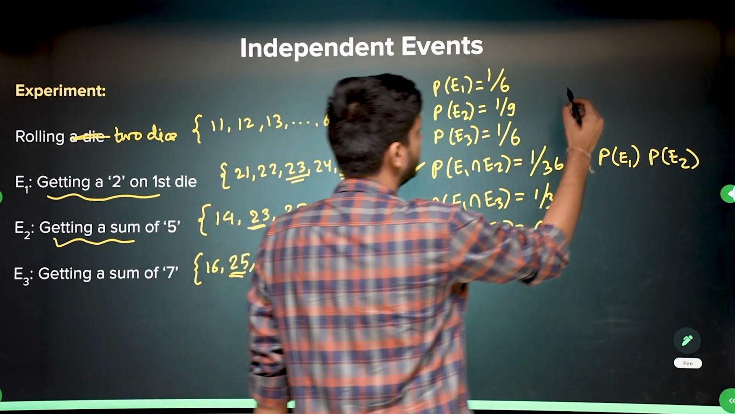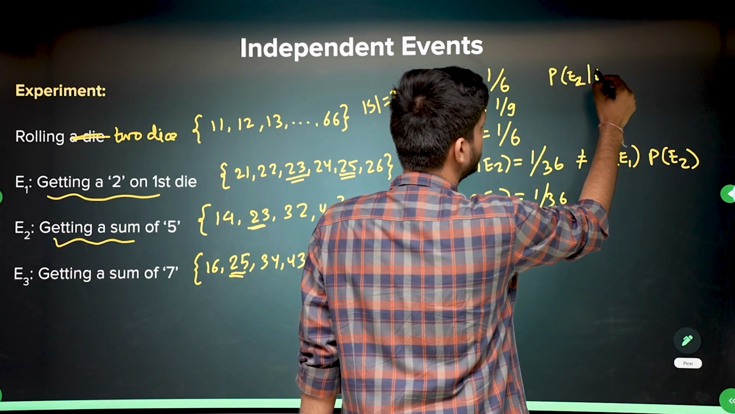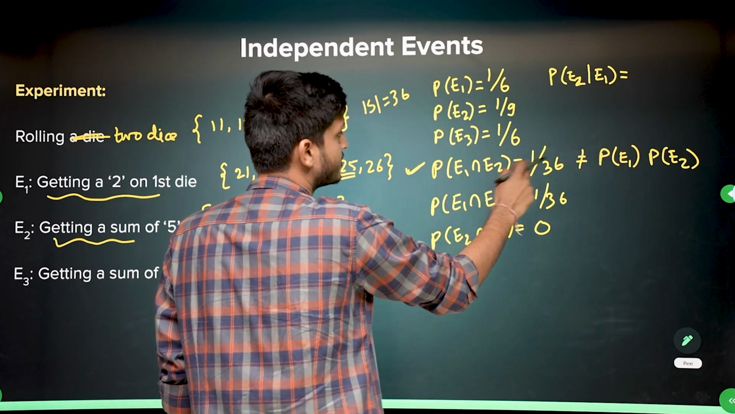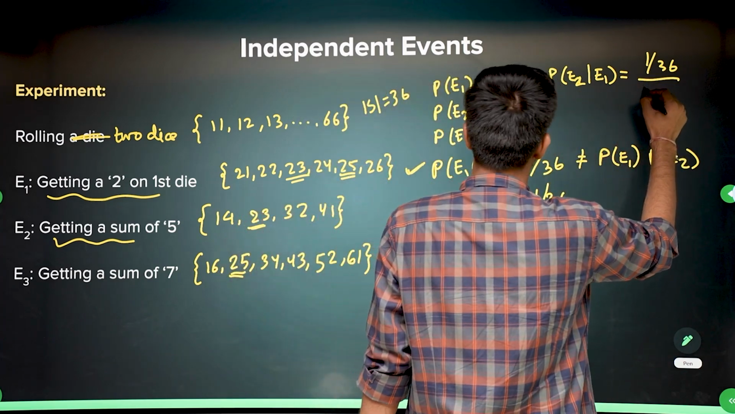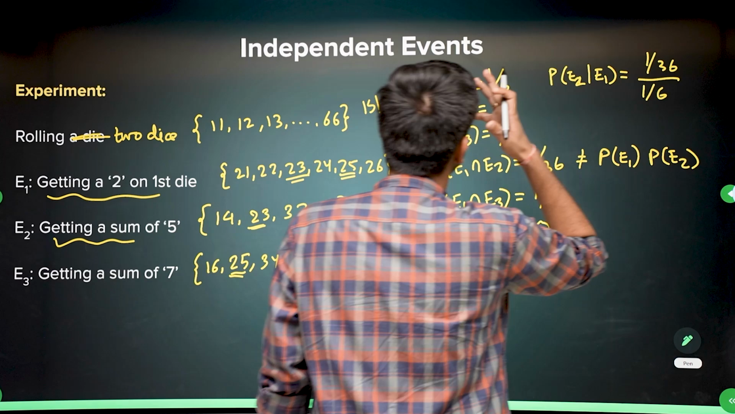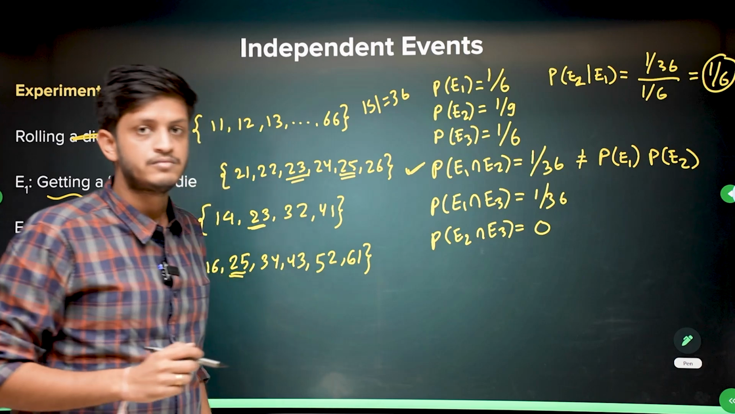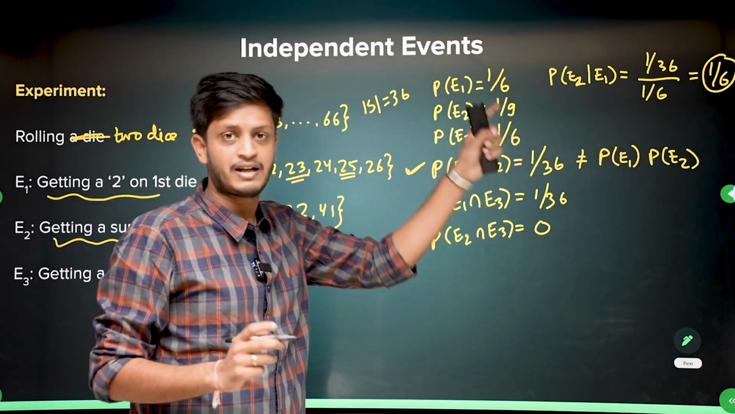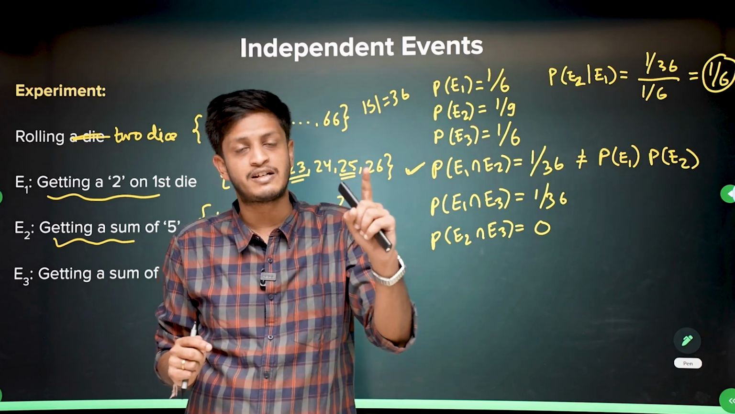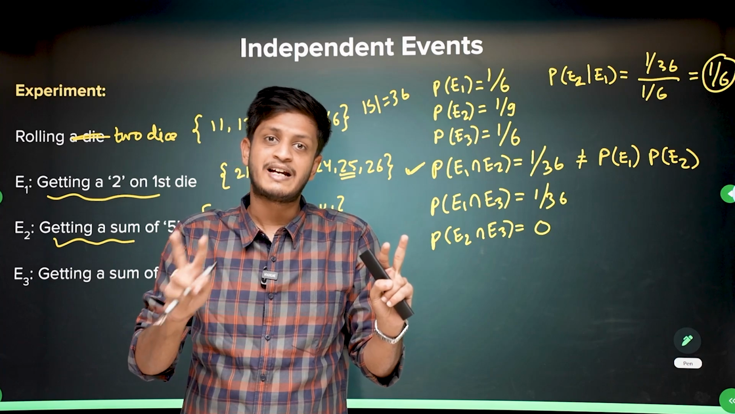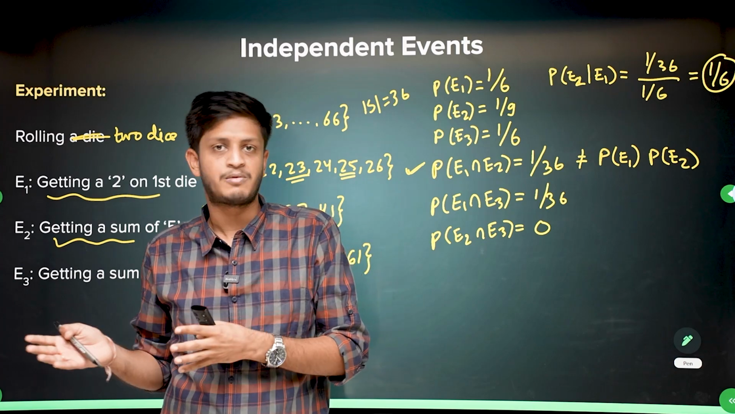So what is the probability of E2 given E1 has already happened? It is probability of E1 intersection E2, which is 1 by 36, upon probability of E1, which is 1 by 6. So it becomes 1 by 6 now. It increased. Initially it was 1 by 9, but now it increased to 1 by 6. Why? Because it is given that the first die is giving you a 2. So now the second die only has to get a 3, because (2, 3) gets a sum of 5, right?